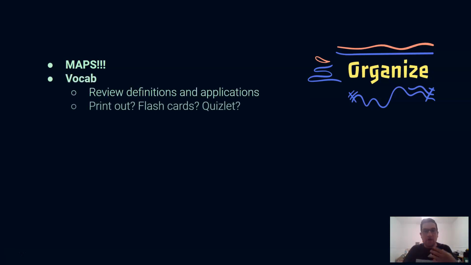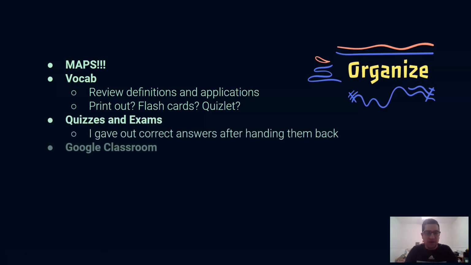So, some things you should do: maps. You have them. You've had them since the summer. You've been studying them. Keep studying. Vocab. However you decide you want to review these, if you print out the vocab term sheets we've been doing, you could fold that into thirds, and you'd see the words in the one column. You could flip it open, see the definition, flip it open, see your application. Maybe you're more of a flashcard person, maybe you like Quizlet, but determine how you are going to study those terms. Quizzes and exams, you guys have all that information.